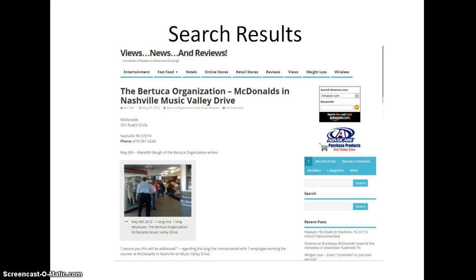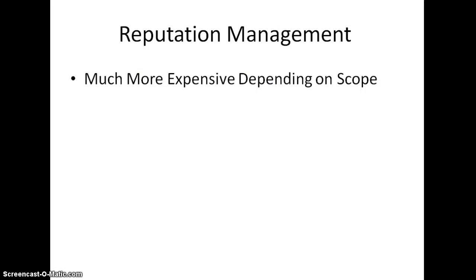you see it's a website that does reviews about different stores, restaurants, online services, presents different views, etc. And here we see a long line at McDonald's at Nashville Music Valley Drive, which is a Bertucca Organization McDonald's. So you see the search result here isn't favorable. Reputation management is much more expensive depending on the scope of the work. It's often a lot more work than regular search engine optimization. It is something that if you are interested, we are willing to examine it and give you a quote.